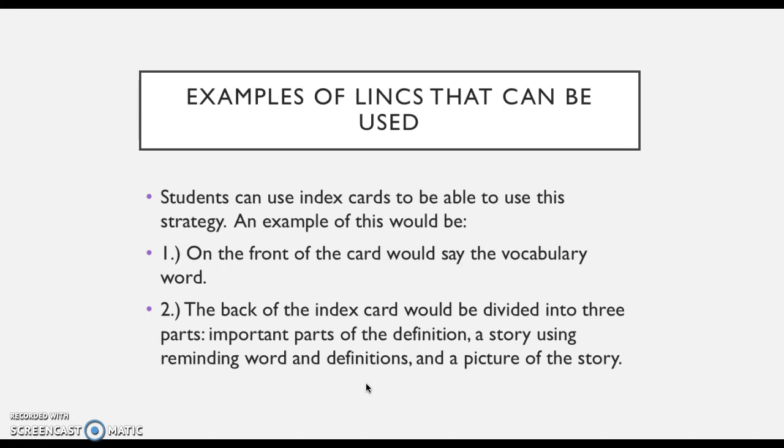so words or other words that would remind them of it. And then on the left-hand side of the index card would be a story using reminding words and the definition. So they would come up with a story again to help them remember the vocabulary word. And then on the right side of the index card would be the picture of the story. So that is where the visual comes into place, where the students can always have that visual picture of the vocabulary word, and that will help them to remember the word so much easier.